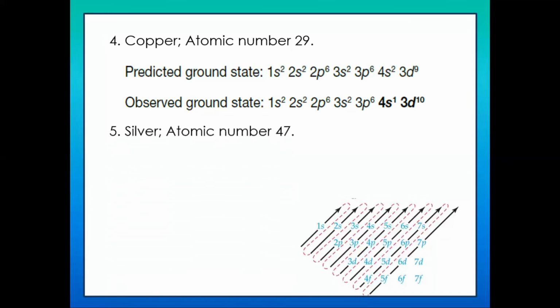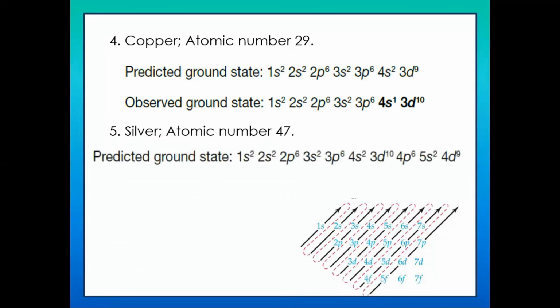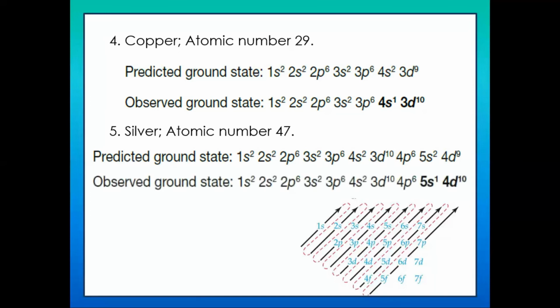So also for silver, this is also part of the transition elements. With atomic number 47, this is your predicted ground state electron configuration, but this is not the correct version. It should be this one. Again, this is due to intricate interaction in orbitals with similar energies of your electrons. Okay, so this is common to your transition and inner transition elements.